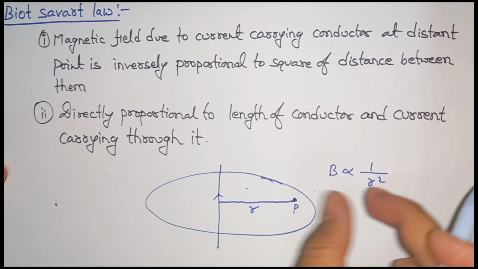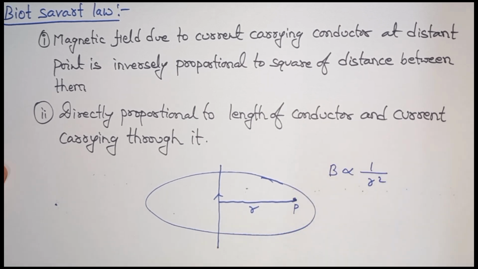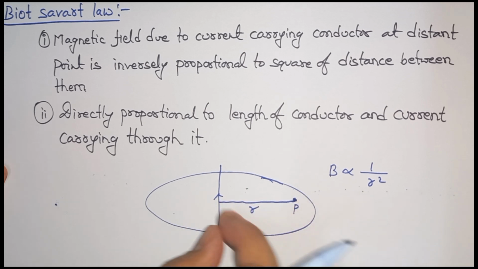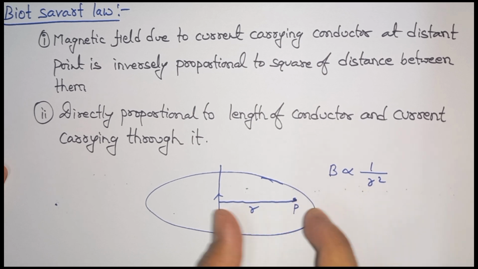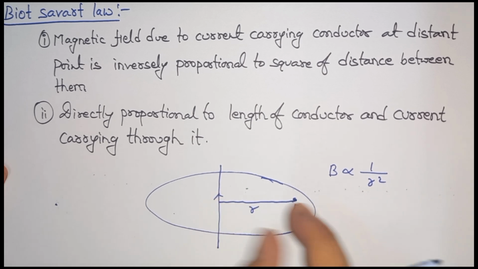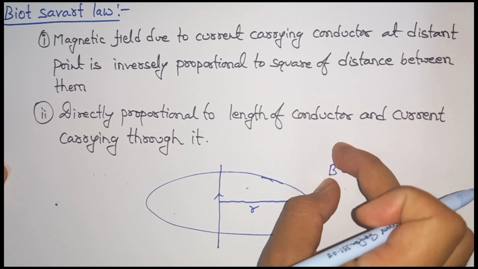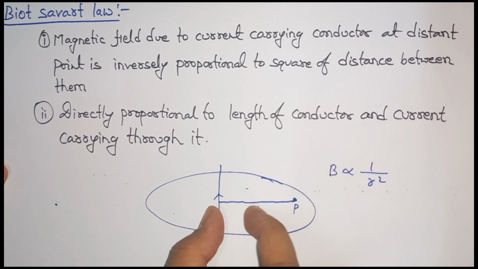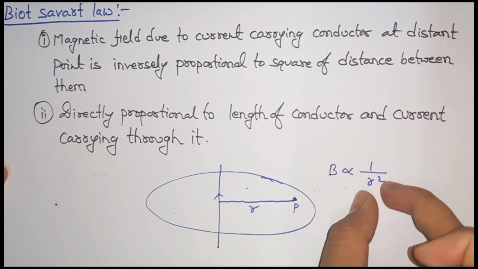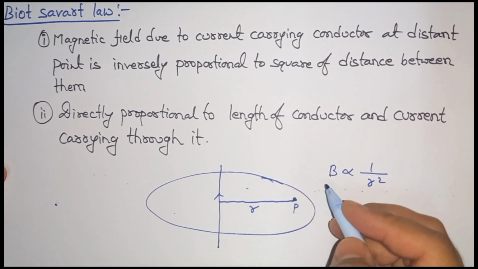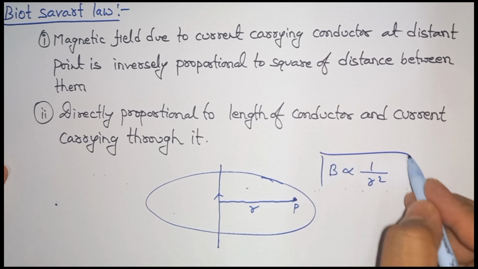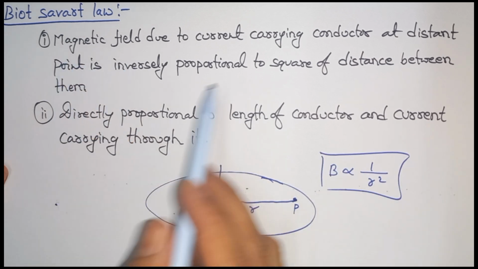Suppose if r increases, then the magnetic field decreases. If the point is taken at a far distance, then r increases, and the magnetic field at far distance is low. If the point is taken near, then the value of r decreases and the value of B increases. So this is the relation given by point number 1.